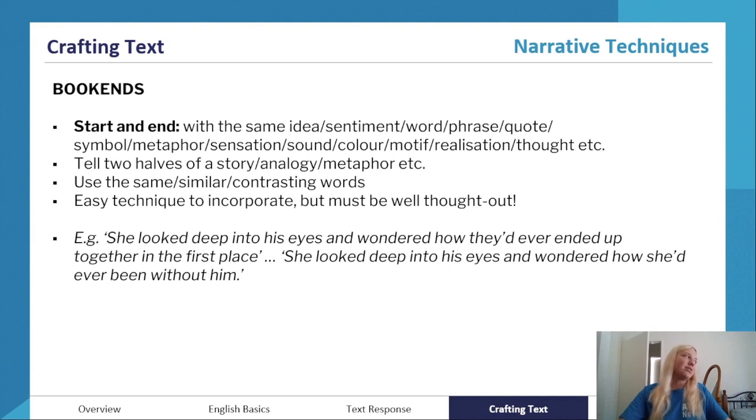To create a nice start and end that are not only interesting but wrap together quite nicely, you can use bookends, where the first line or lines of your piece begin some sort of idea or technique, and the very last line or lines of your piece actually finish the idea or technique that was used in the beginning. So they're like two halves and they complete each other. And we've look at an example here. If we started with, she looked deep into his eyes and wondered how they'd ever ended up together in the first place. And then we finish with, she looked deep into his eyes and wondered how she'd ever been without him.